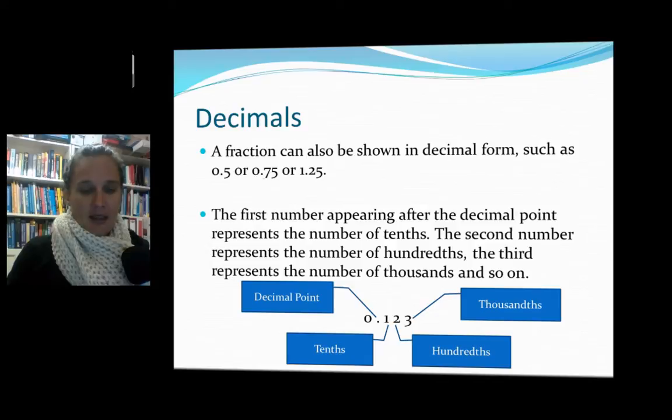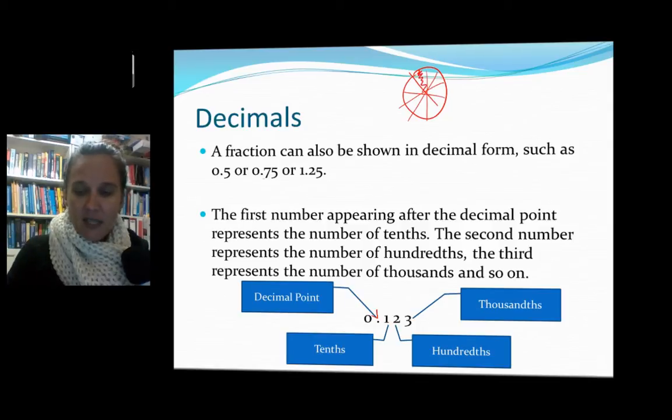Decimals. So a fraction can be shown in decimal form, such as 0.5, 0.75 or 1.25. We use this word decimal, and this is our decimal point or our decimal place here. So we're saying it's a part of a number on this side. The first number after our decimal point is the tenths. So if we had our 1, and we've divided it into 10 pieces, then 1/10 is one of those. All the way around, if we got to 10 tenths, we'd have 1.0.